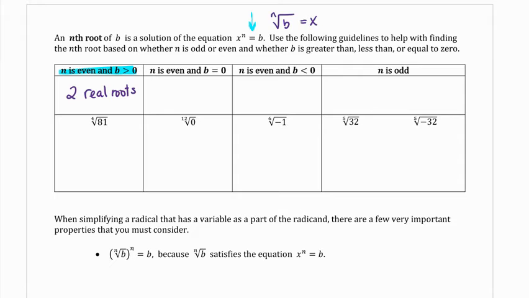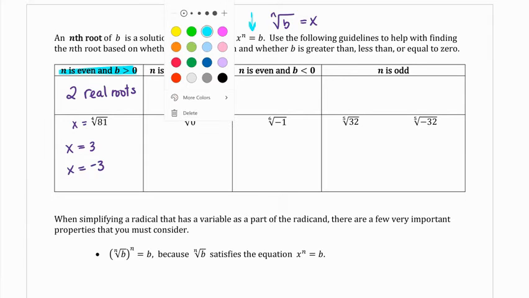Okay? If I want the 4th root of 81, what times itself 4 times will give me 81? Well, it could be 3. This is x equals, right? So x could be 3 because 3 times 3 times 3 times 3 is 81. Or it could also be negative 3 because negative 3 times negative 3 times negative 3 times negative 3 is 81, right?